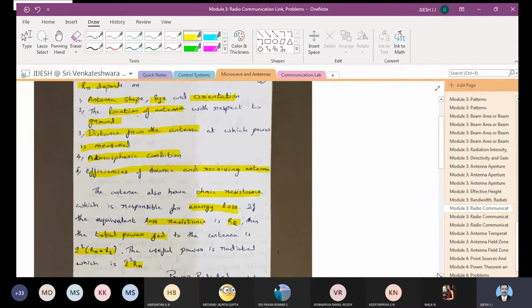So these are the different parameters you have come across. You have seen the pattern, beam area, beam efficiency, radiation intensity, directivity, gain, antenna aperture, effective height, bandwidth, radiation resistance. All these are various parameters of an antenna. When you are going with the design, you have to calculate all the parameters, and you should see that the design of an antenna is optimum by considering all of them.